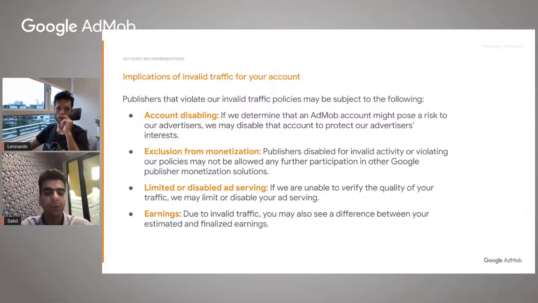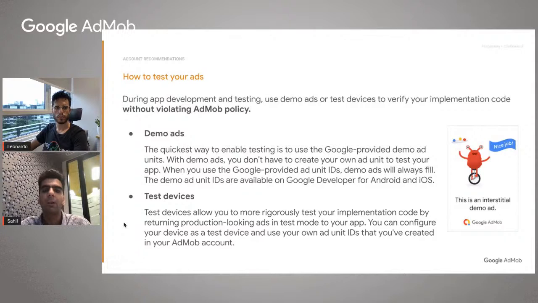Also, publishers disabled for invalid activity or violating our policies may not be allowed to further participate in any Google publisher monetization solution, including AdSense or YouTube. Additionally, if we are unable to verify the quality of your traffic, we may limit or disable your ad serving. Finally, as we mentioned earlier, due to invalid traffic, there also might be a difference in the estimated earnings and finalized earnings. So please keep these things in mind and do remember to keep your traffic clean.